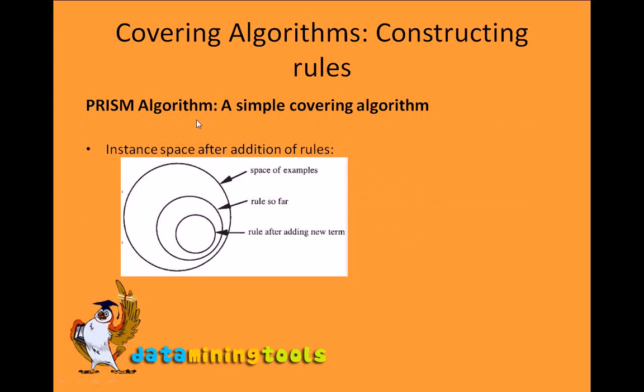Now we talk of prism algorithm. Now basically we have cleared the concept of covering algorithm. Prism algorithm is a simple covering algorithm. Again, this visualization will help in what we are going to do. Basically we start with a very generic instance division, then we add some rule to make it more specific, and we keep on doing so until we have a required accuracy.